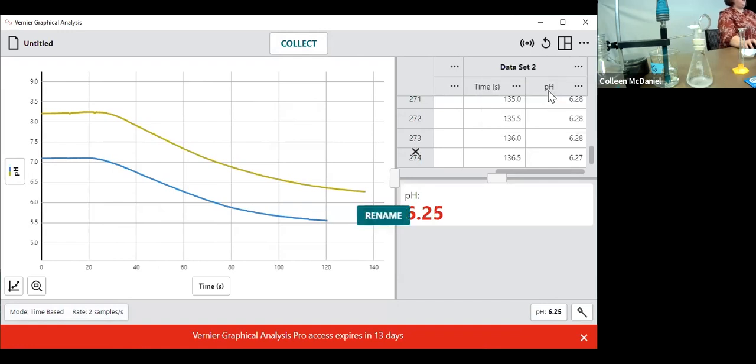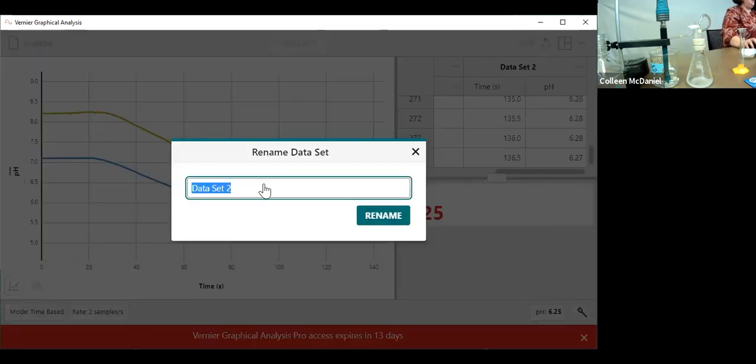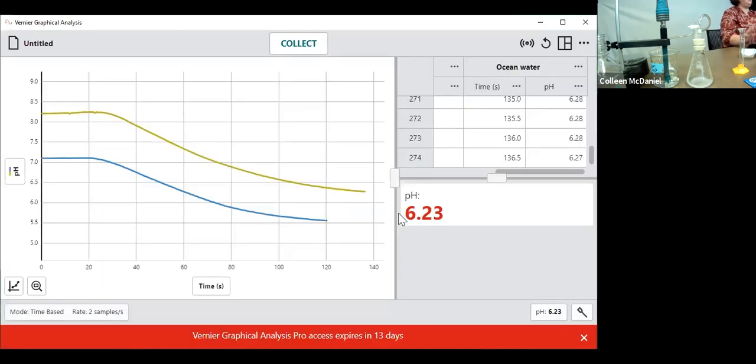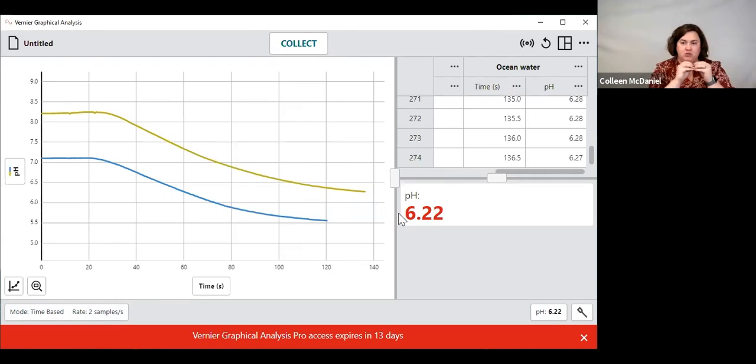Okay, and then I'm going to rename this data set ocean water. Again, making sure I'm able to differentiate between my two data samples that I've been collecting here. So now that I have my two pieces of data, what I can do now is actually share this data with you so that you can do some of your own analyses on it. So I am going to share my presentation again.